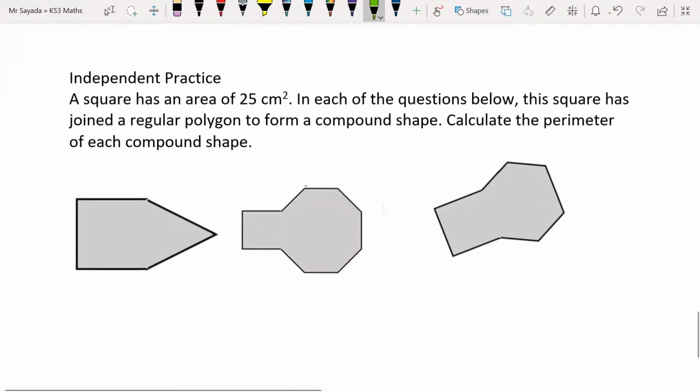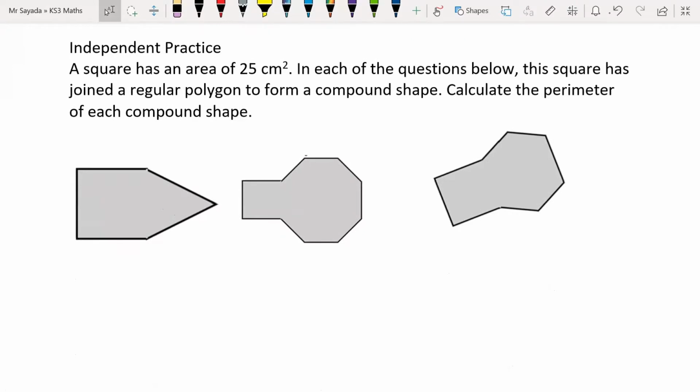Please now do these 3 questions yourself. All 3 have a square which has an area of 25 centimeters squared, but in each case you need to find the perimeter of that compound shape. Pause the video to do that, press play once you've done it. You should have now worked out the perimeter of each of these compound shapes. Please mark your answers and correct them as I go through these.